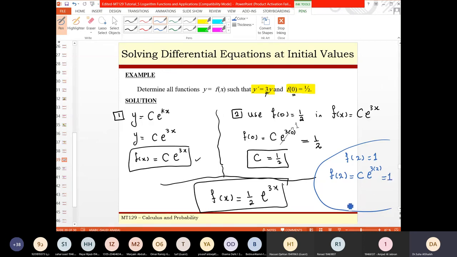This means that c times exponential 6 is equal to 1, which means c is equal to 1 over exponential 6, and this is something we can find from the calculator. Get its value from the calculator and you get the value of c. It's not necessarily that x is 0. It could be anything, depending on the question.